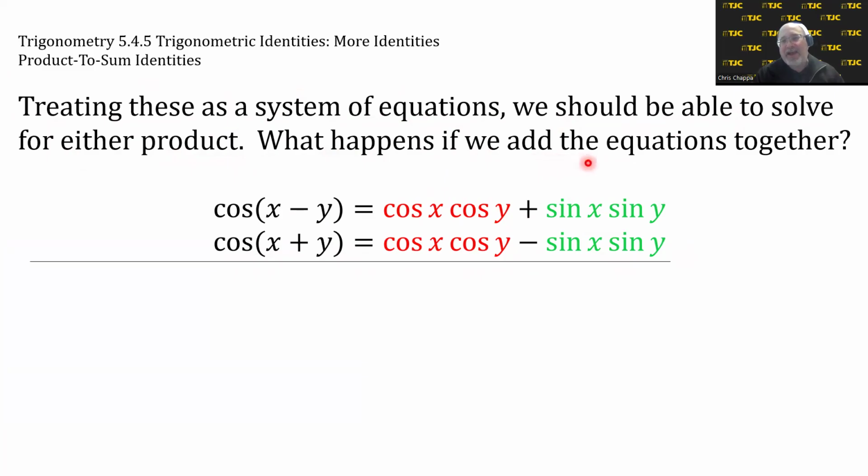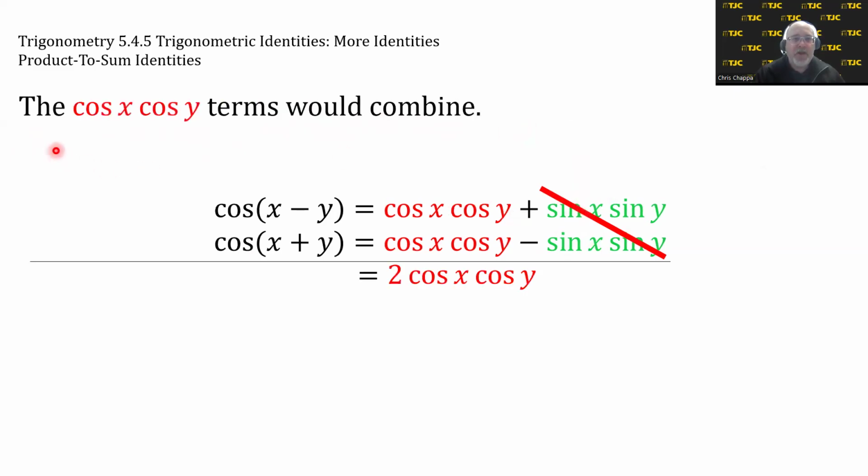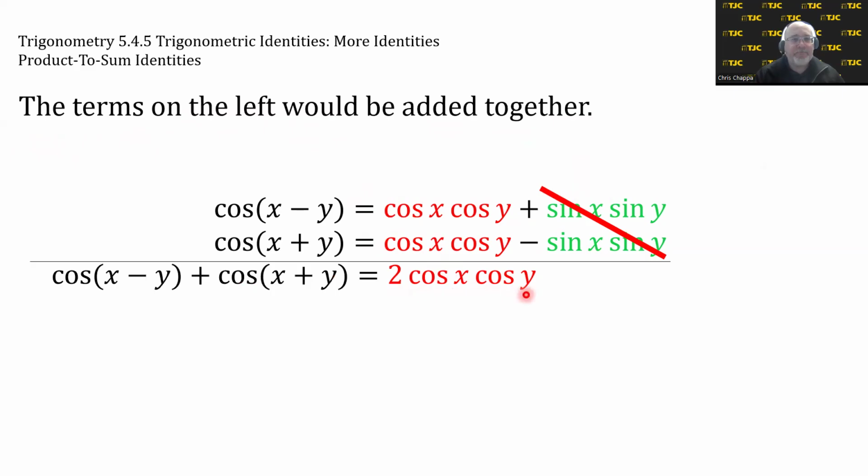What happens if we add the equations together? Think about it. If we add these equations together, term by term, first, notice the sine x sine y terms would cancel, since one is positive and one is negative. The cosine x cosine y terms would combine. 1 plus 1 is 2. So we get 2 cosine x cosine y. The terms on the left would be added together: cosine of x minus y plus cosine of x plus y.